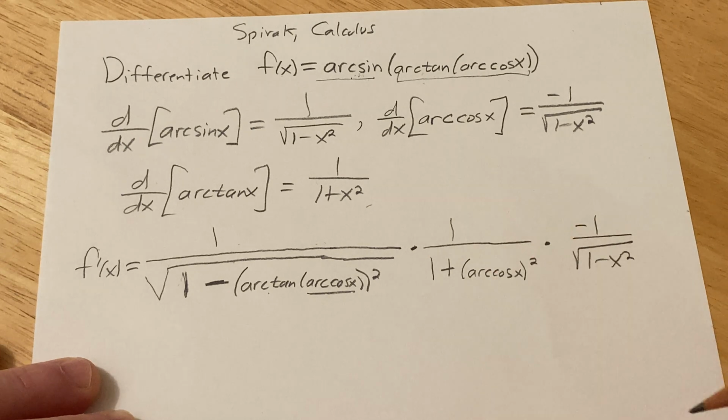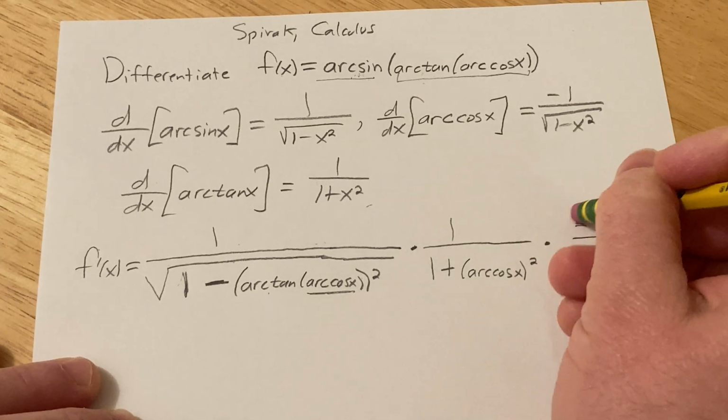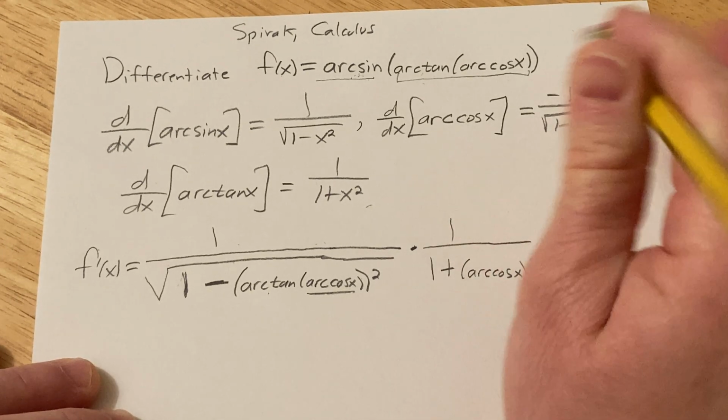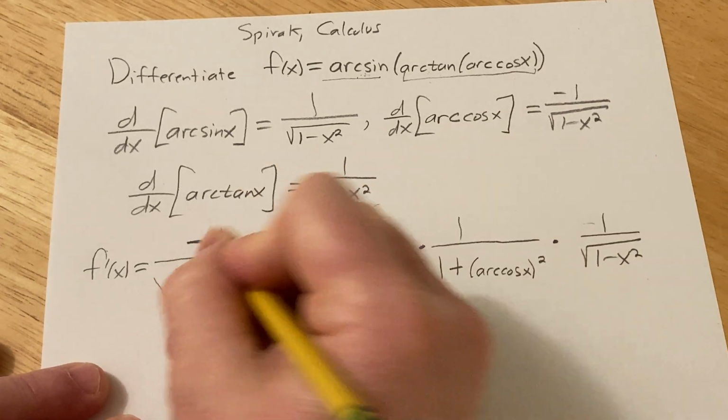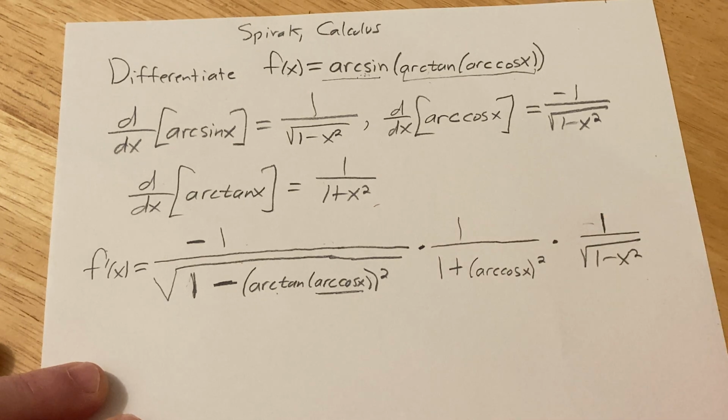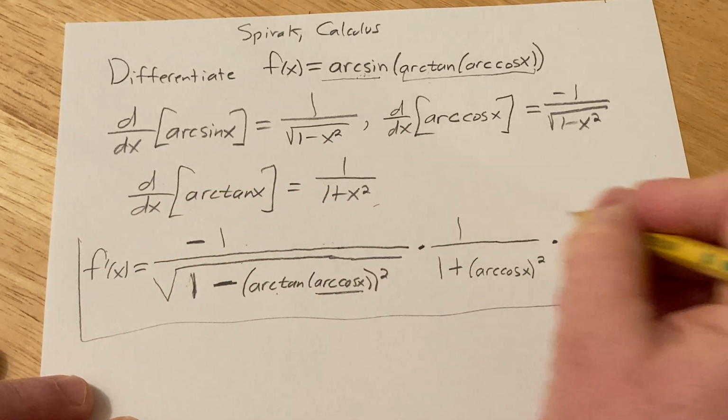And I guess we could put the negative in the front. I'm going to cheat, and I'm going to use my super magical eraser. The negative sign has disappeared, and now I'm going to put it here. So yeah, that would be the derivative.